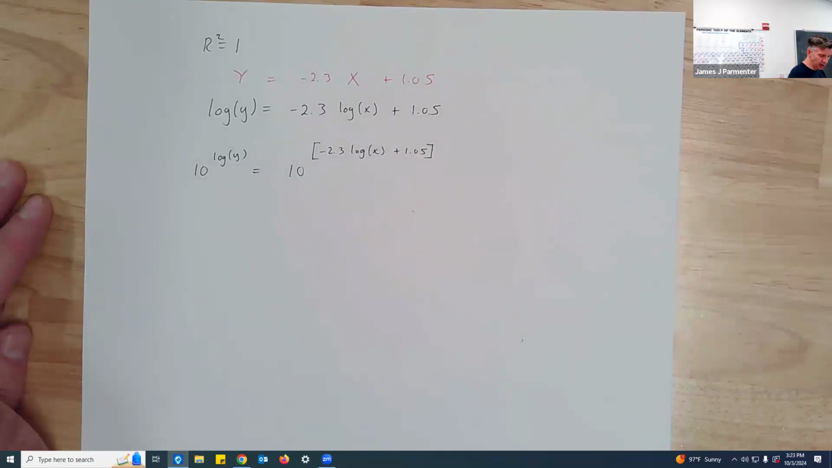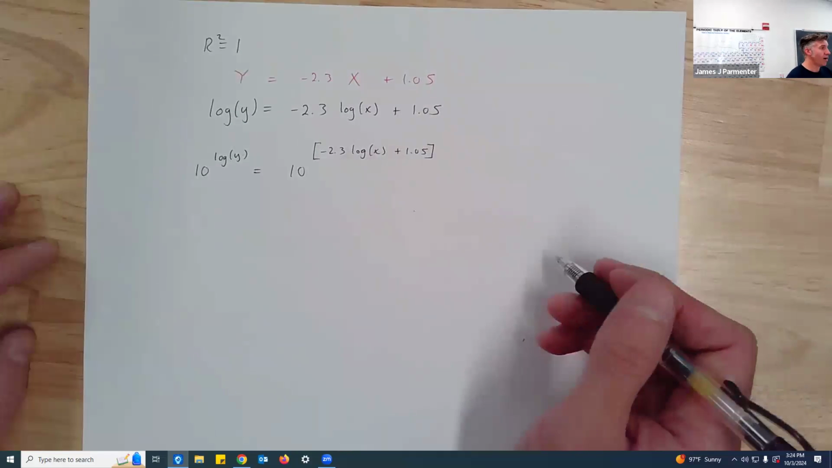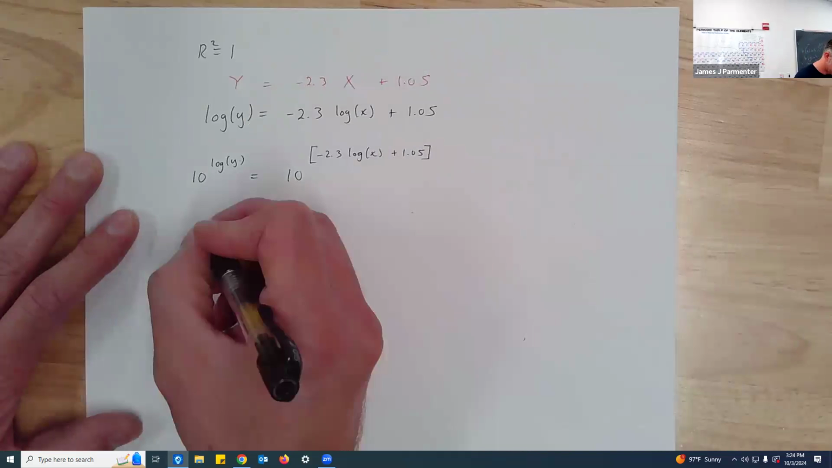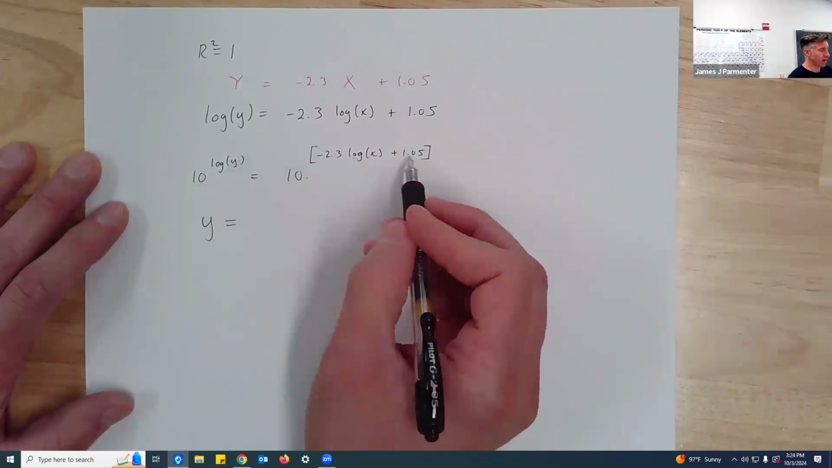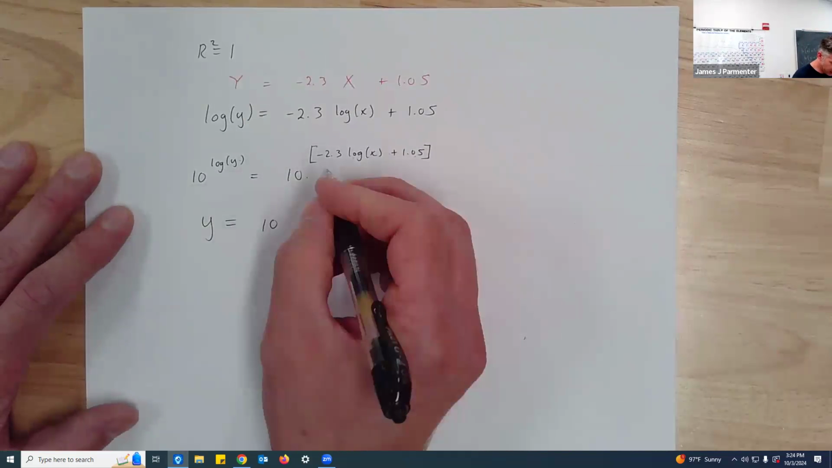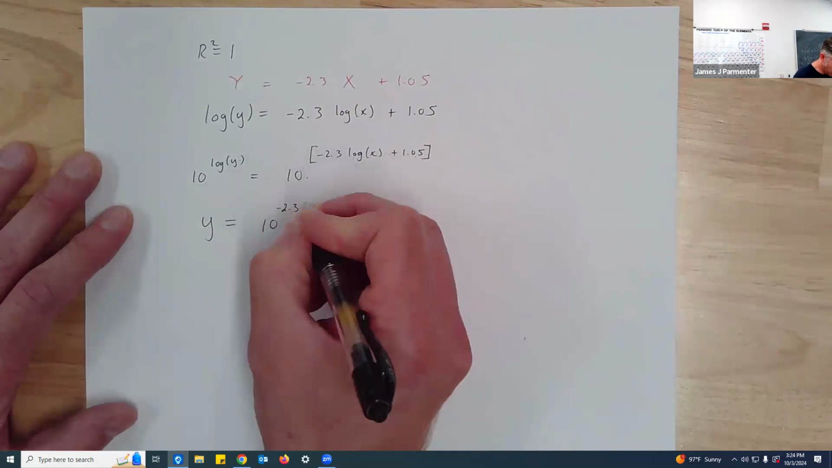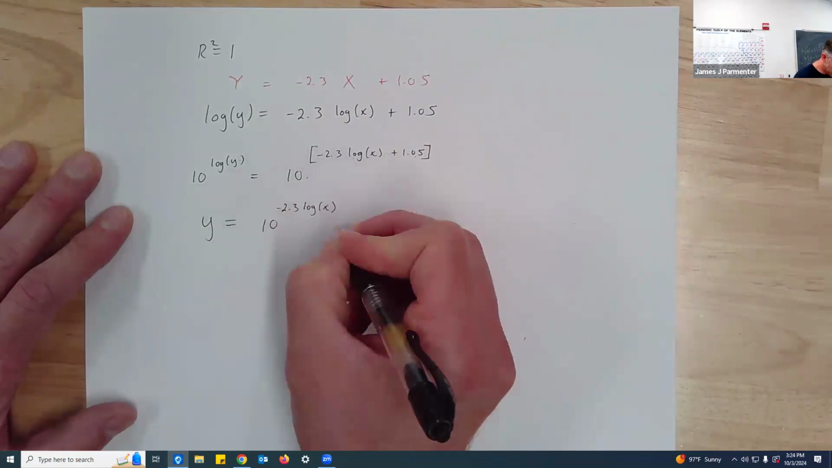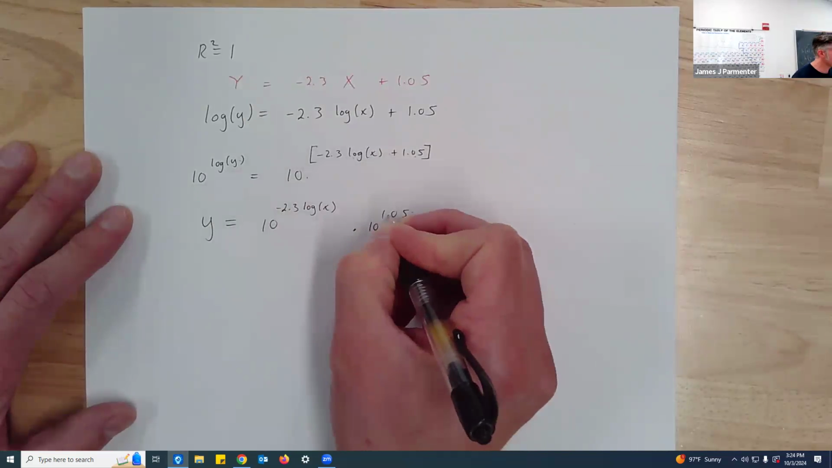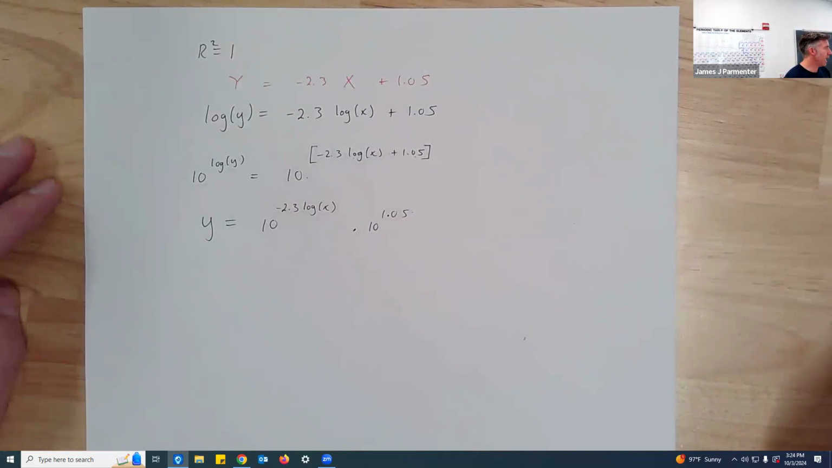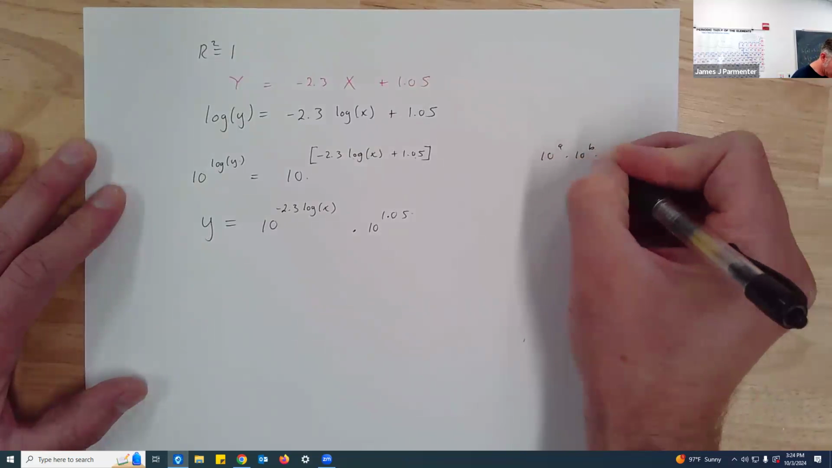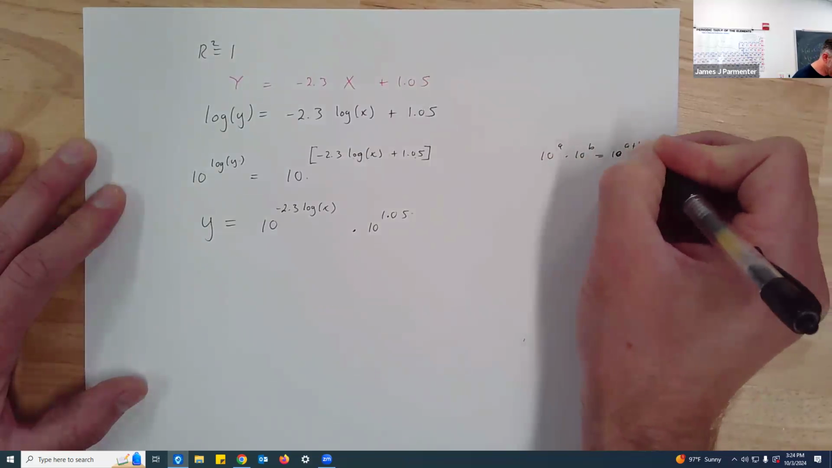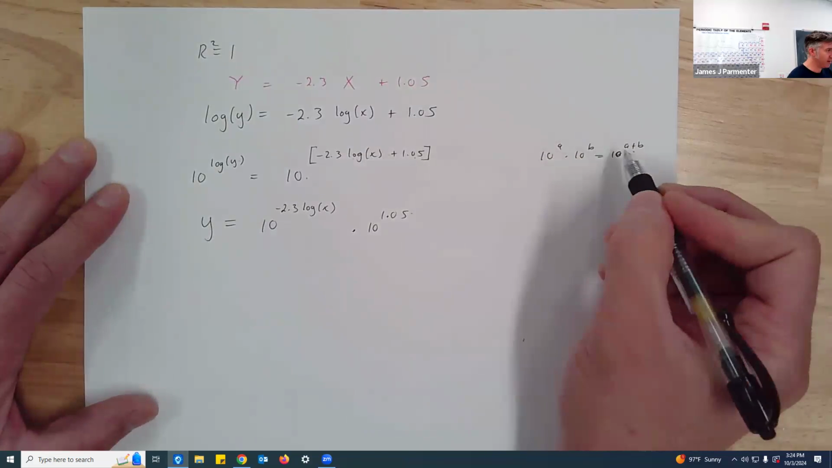And then we need to simplify because our answer can't have any logs in it. 10 to the log of y is just y. That's why we did this in the first place. Over here, 10 to the something plus something, we can write as 10 to the first something, negative 2.3 times log of x, times 10 to the 1.05. Out of the law of exponents, right? 10 to the a times 10 to the b is equal to 10 to the a plus b, and vice versa. 10 to the a plus b is 10 to the a times 10 to the b.